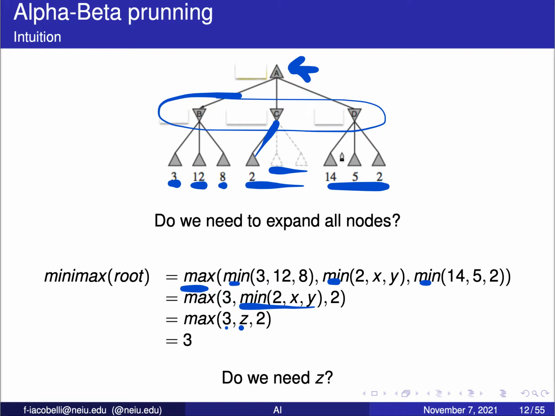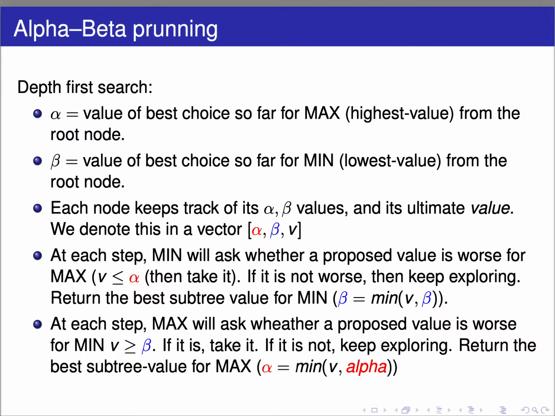In node D, I will see 14 first, so I don't know if that still can be a better value. That's not going to be a very good value, but maybe the minimum here is bigger than 3, right? So I still have to explore this until I get to 2, and then I know that the minimum is 2. So let's see how this works intuitively in a kind of algorithm.